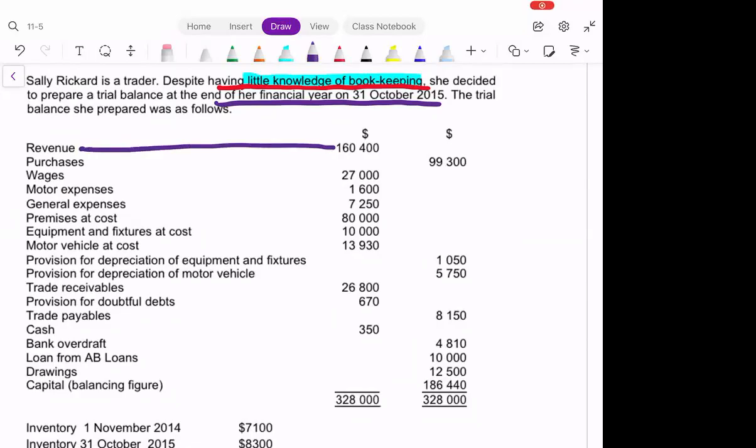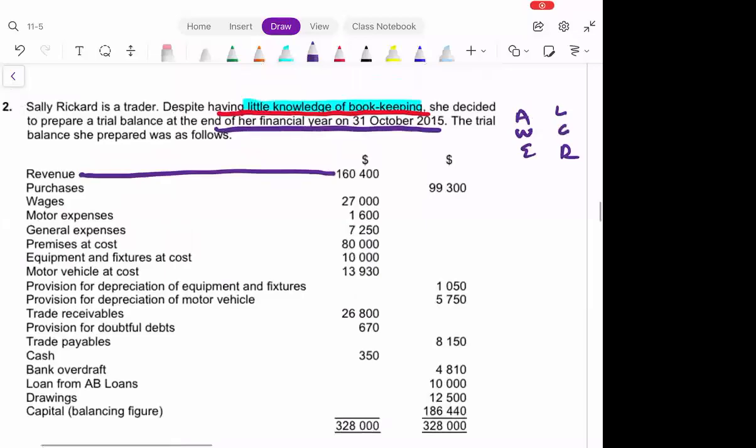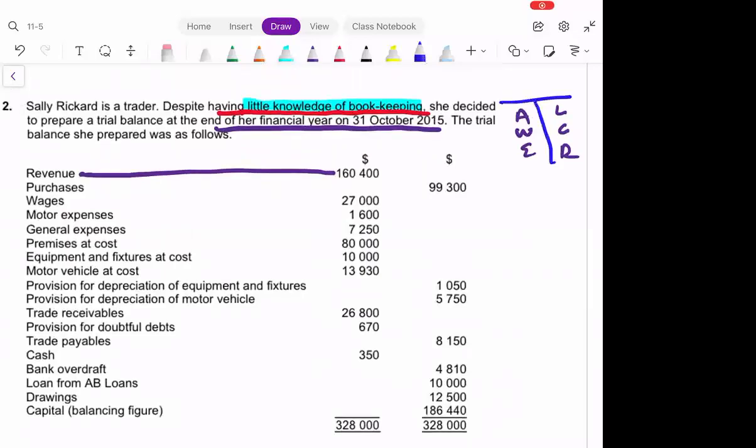Okay, how do we decide debit or credit? We follow this: Adam wants to eat large chicken rice. What is this? Adam wants to eat: asset, withdrawal, expenses will be on the debit side. Liability, capital, revenue will be on the credit side. Similar to this question coming out for your mock 1. So please focus and answer me.